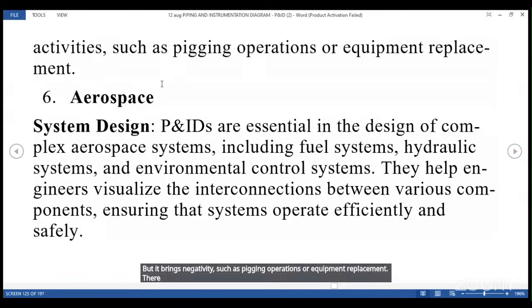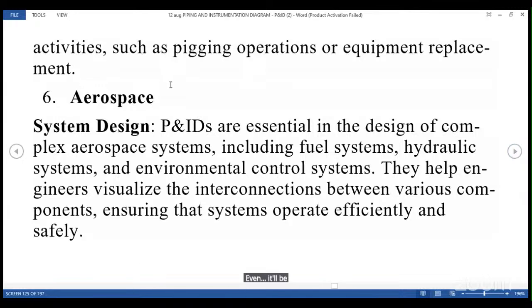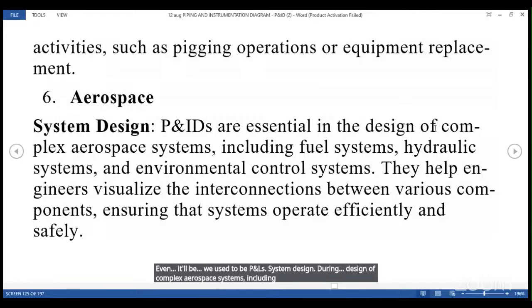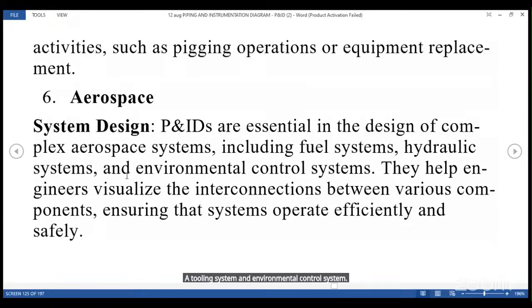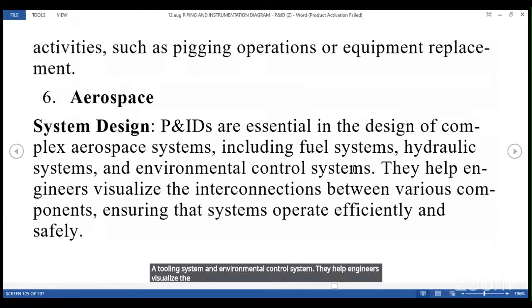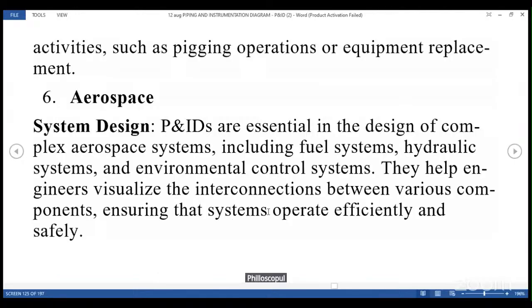Then for aerospace, even aerospace, we use P&ID a lot. For system design, P&IDs are essential in the design of complex aerospace systems, including fuel systems, hydraulic systems, and environmental control systems. They help engineers visualize the interconnections between various components, ensuring that systems operate efficiently and safely.